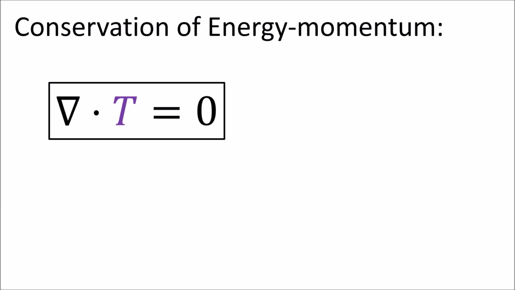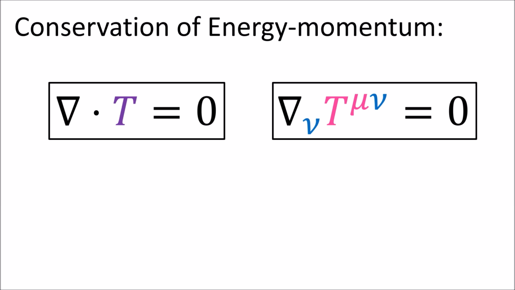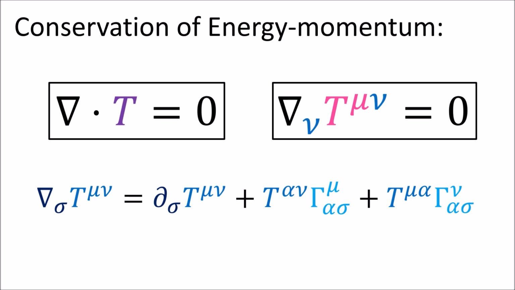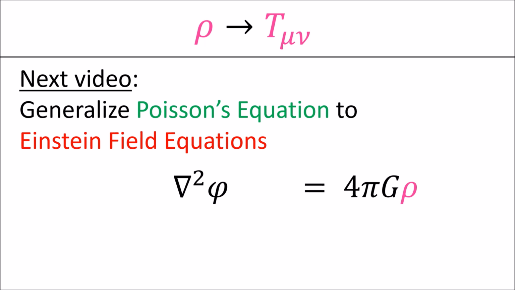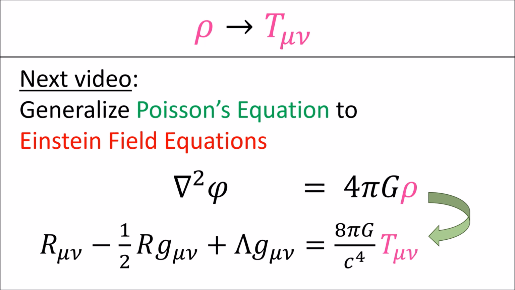We also found we could write a law of conservation of 4-momentum by saying the divergence of this tensor is 0. Now that we've generalized the mass density to the energy-momentum tensor, in the next video we're going to generalize Poisson's equation to the Einstein field equations, which are the main equations for our relativistic theory of gravity called general relativity.